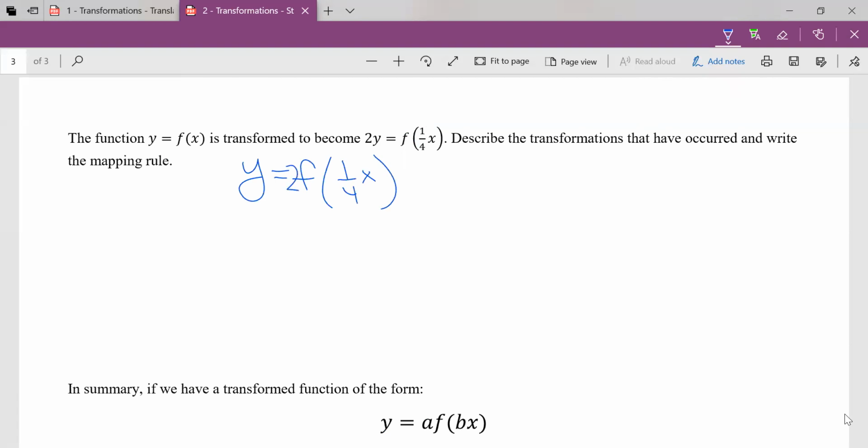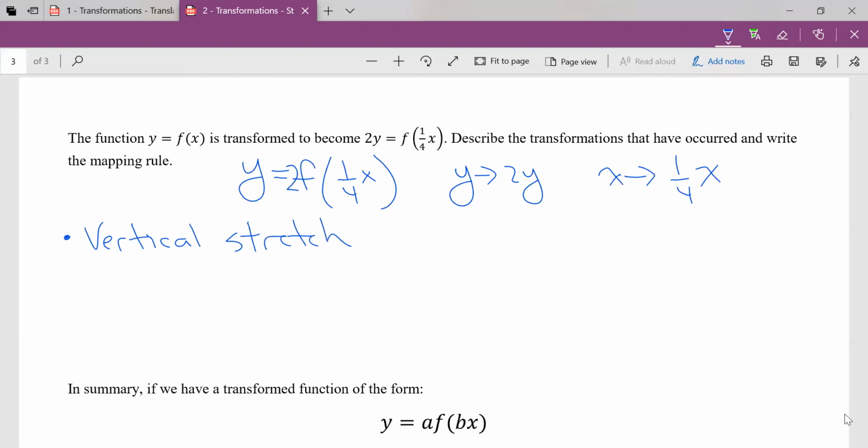If you want to think of this in terms of replacements, what's happened? y has been replaced with 2y. x has been replaced with 1/4 x. So what are our transformations? Again, no abbreviations. Let's start with the y. Vertical stretch. And now here comes the most important part. I'm hoping you're noticing it's by the reciprocal.